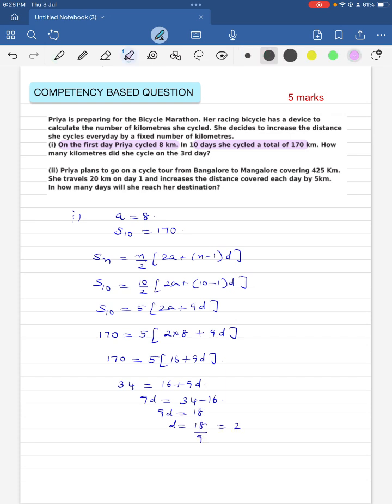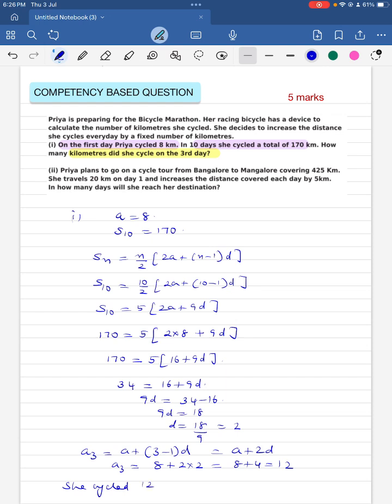Now, in the first part, what have they asked you to find out? They've asked you to find out how many kilometers she cycled on the third day, which means they're expecting you to find the value of a3, which is a plus n minus 1 into d. In this case, n is 3, so 3 minus 1 times d, which is a plus 2d. Or the value of a3 would be a is 8 plus 2 times 2, which is 4. 8 plus 4 gives me 12. So she cycled 12 kilometers on the third day.